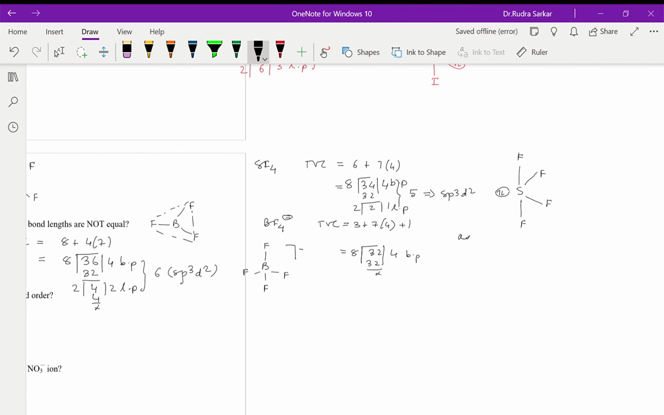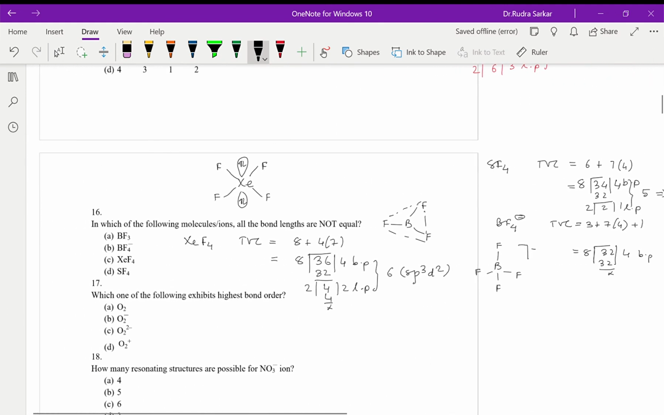Axial bonds are longer than equatorial bonds. Axial bonds are greater than equatorial bonds. So obviously this molecule has non-equal bond lengths, and our answer will be this one over here.